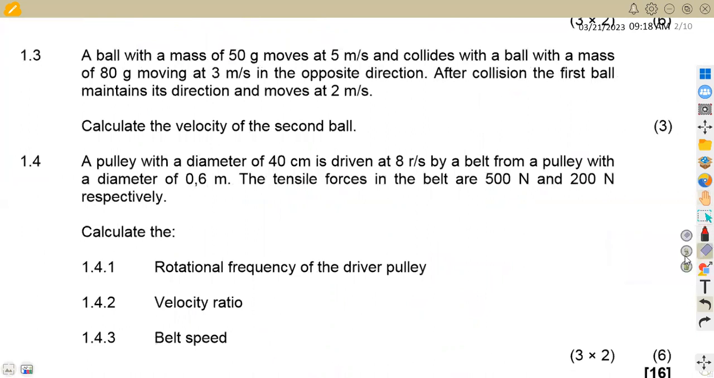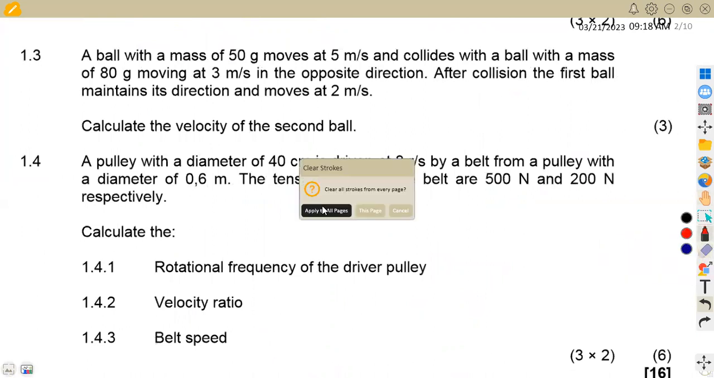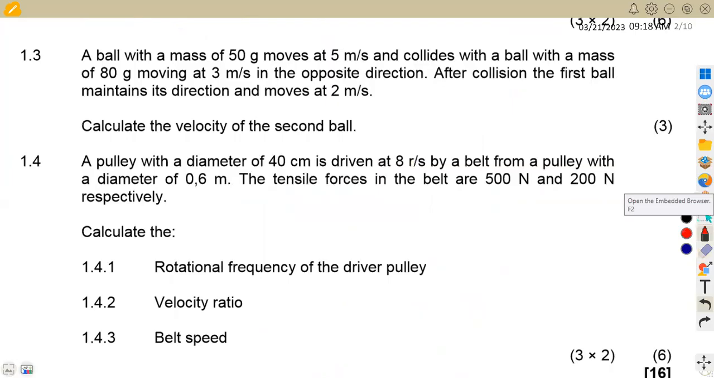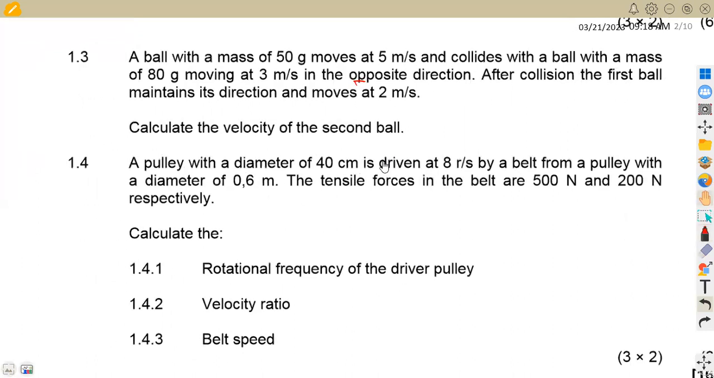So on 1.3, you've got information that is affecting momentum. Okay, so we've got a ball with a mass of 50 grams that moves at 5 meters per second and collides with a ball with a mass of 80 grams moving at 3 meters per second in the opposite direction. After collision, the first ball maintains its direction and moves at 2 meters per second. Calculate the velocity of the second ball. All right, so this is what is happening, guys. We've got 2 balls in this case. They are moving in opposite direction according to the information that you are given.